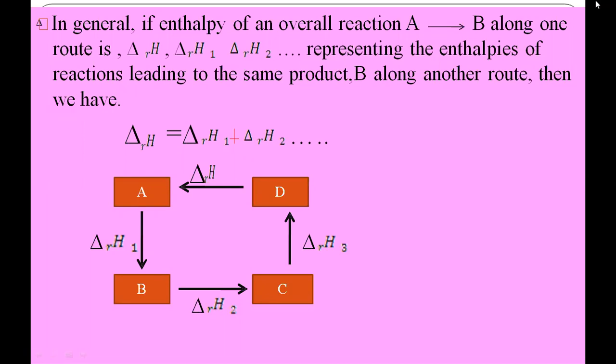So delta r H1, delta r H2 and so on represent the path enthalpies of the reaction along the route that we have. If you want to find out the delta r H, what you have to calculate is the sum total. Here A is converting directly into D, so that is delta r H. And if we talk about the steps, it is delta r H1 plus delta r H2 plus delta r H3, meaning multiple steps.